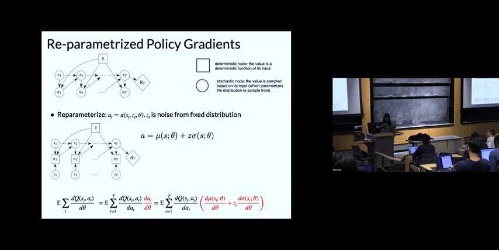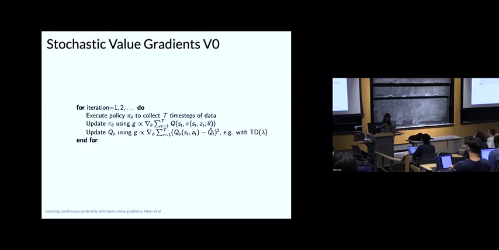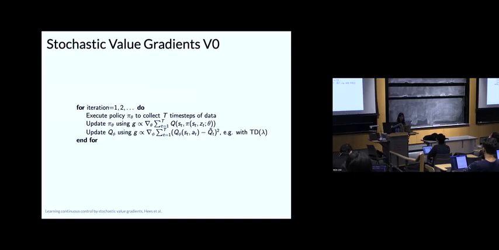The paper that is not potentially super clearly written is called Learning Continuous Control by Stochastic Value Gradients. You see continuous control, so it's still in the continuous action domain, but with stochastic policies instead of deterministic. So now, how does this look?